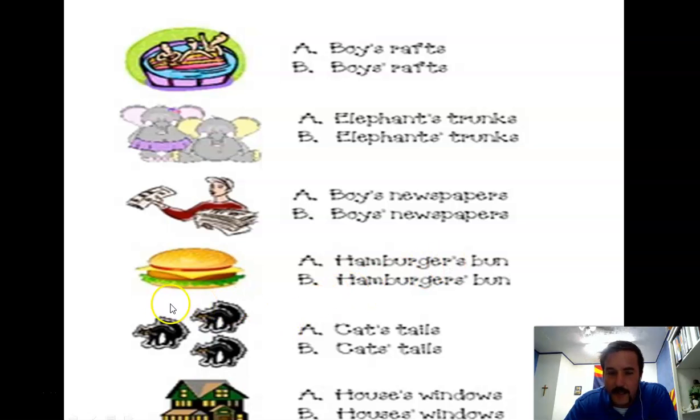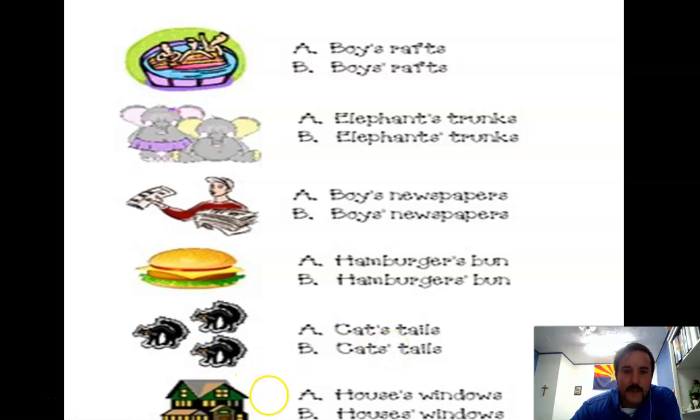Now, I hope you weren't getting tricked, because here I see three cats. Plural. If I say plural noun cats, it's C-A-T-S. It already ends in S for the plural noun. So therefore, I just add an apostrophe.